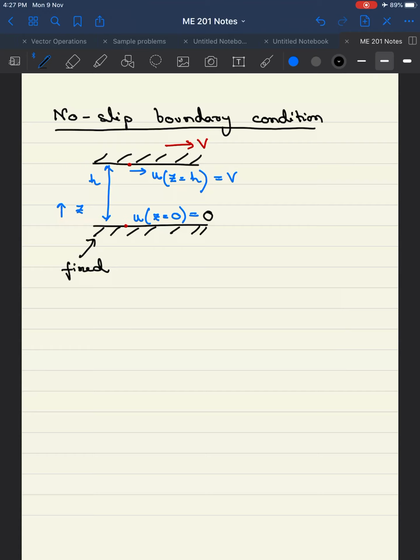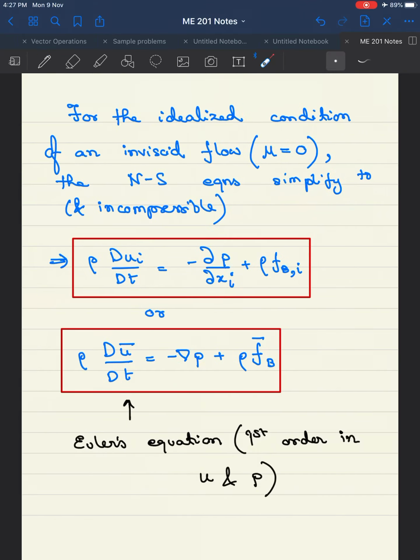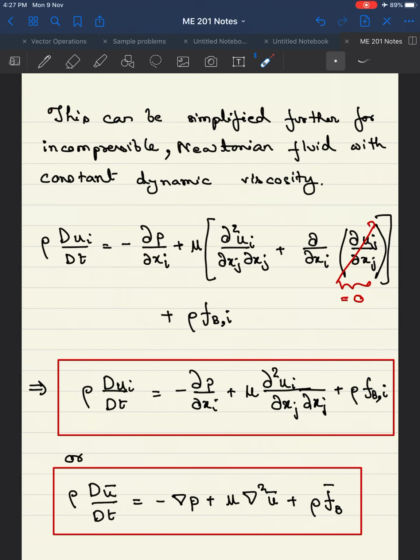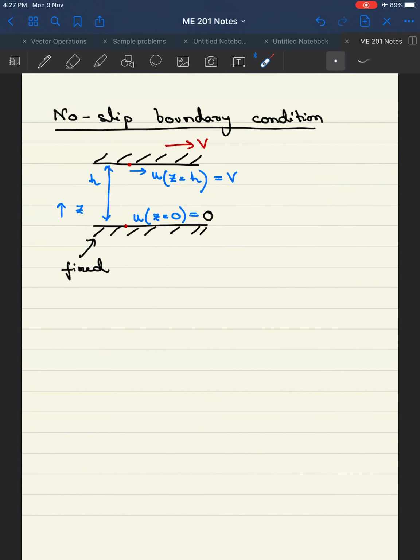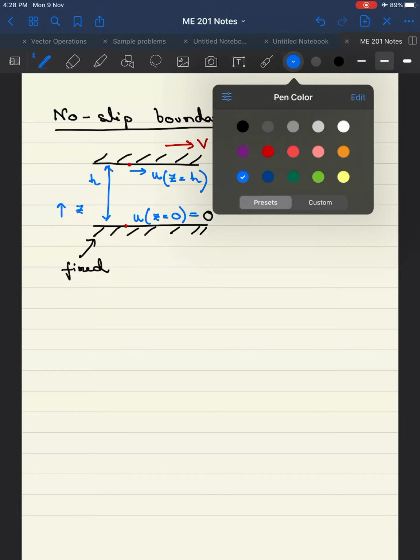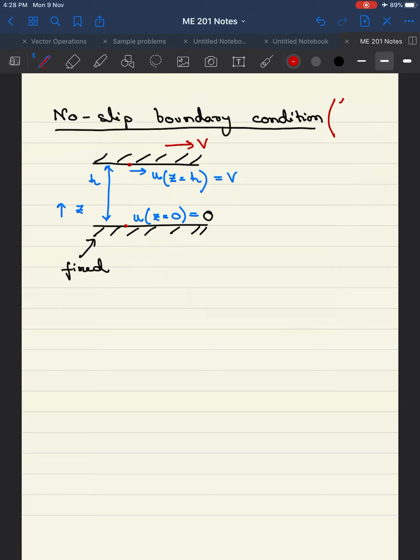So these are the boundary conditions one has to set to solve the Navier-Stokes equations. One has to give appropriate initial conditions and appropriate boundary conditions, and the no slip boundary condition is a very, very important boundary condition for the tangential velocity. So you may want to make a note of this, that this is for the tangential velocity.